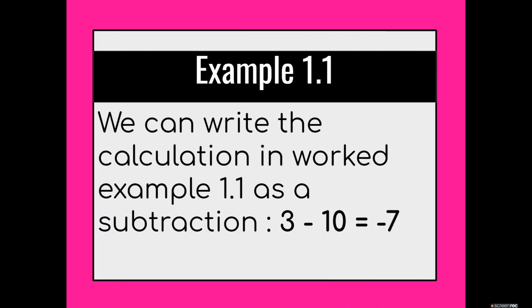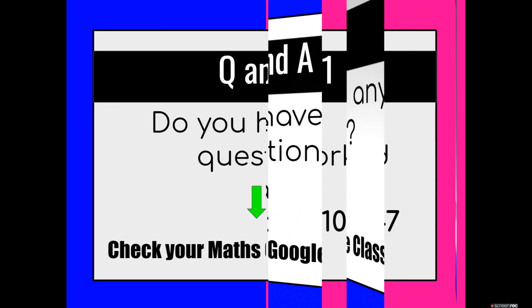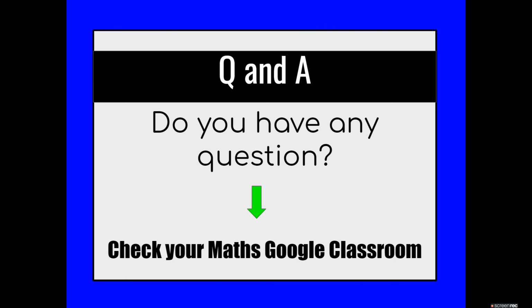If we prefer not to use the number line for solving this question, we can write the calculation in worked example 1.1 as a subtraction. 3 minus 10 equals negative 7. For more practice in using negative numbers, let's try to do an exercise in your course book.